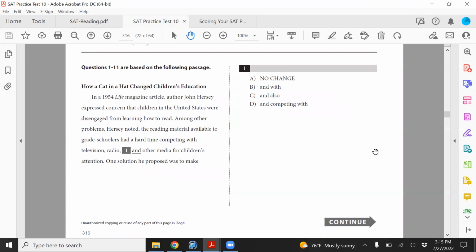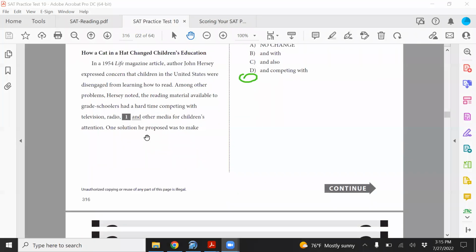I would leave it as is. There's no reason to change it, you're already using the word with. So you're saying television, radio, and other media. So yeah, I'd just leave it as is. I wouldn't change it at all. It'd be too wordy and kind of awkward, actually.